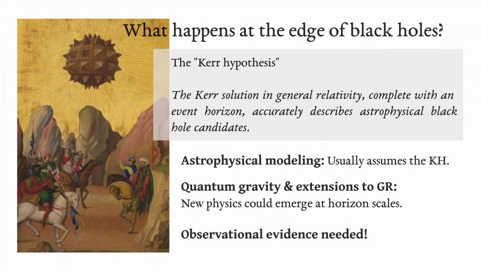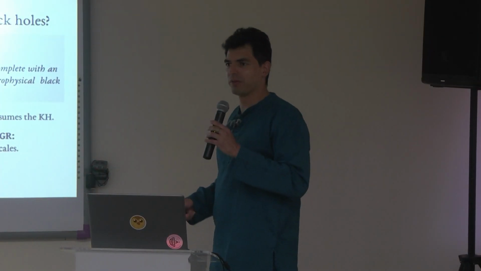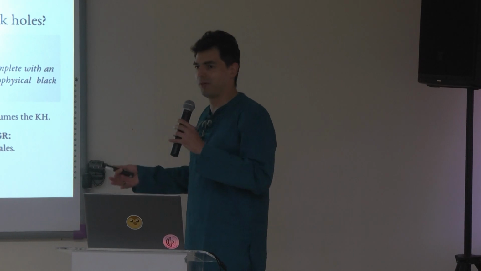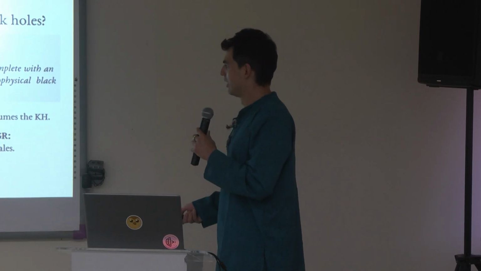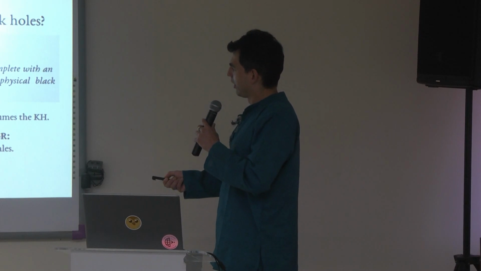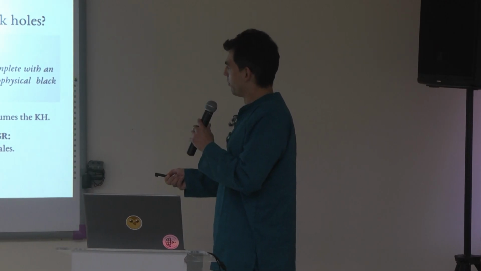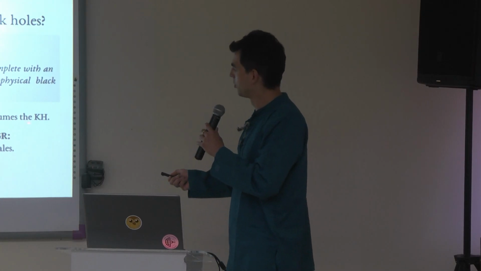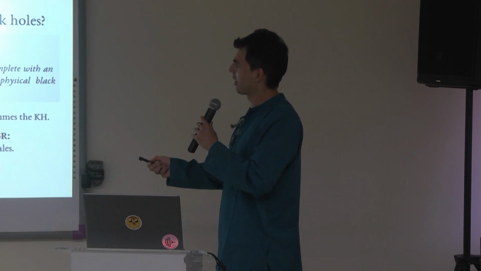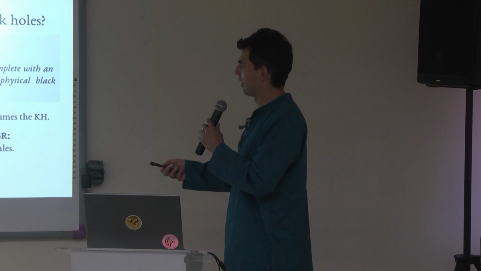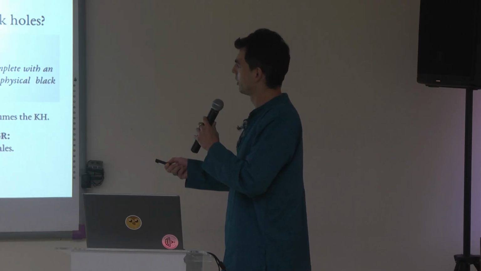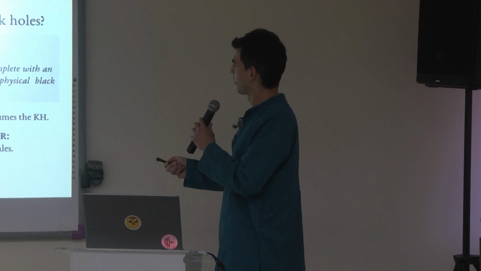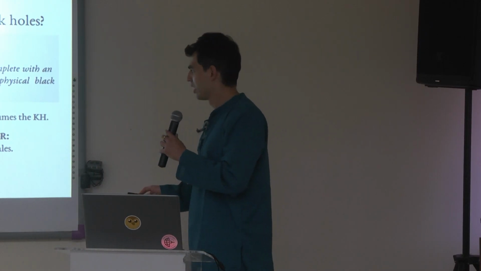What happens at the edge of black holes is probably one of the deepest questions currently, not only in astrophysics but in physics in general. Astronomers, when modeling black holes, normally assume the Kerr hypothesis. One can say that it is the assumption that the Kerr solution in general relativity, complete with an event horizon, accurately describes astrophysical black hole candidates.